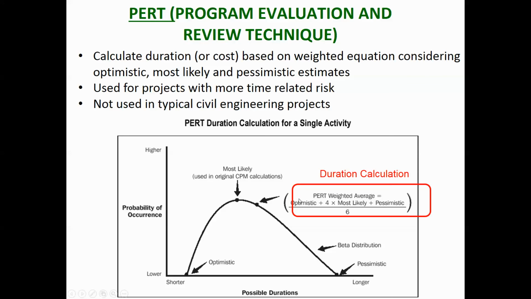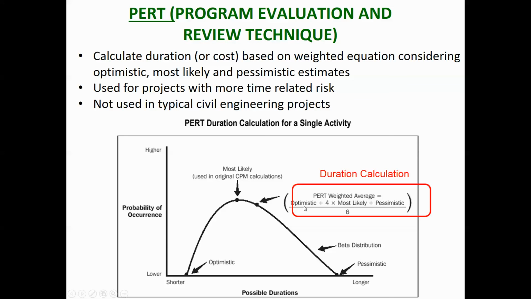So you come up with 3 estimates. You say, if everything goes really well, how long is it going to take us? It's going to take us, say, 4 days. If everything turns to clay, how long is it going to take us? It could take us 8 days. And what's the most likely time it's going to take us? It's going to take us 6 days.